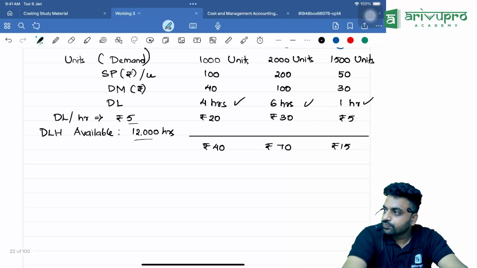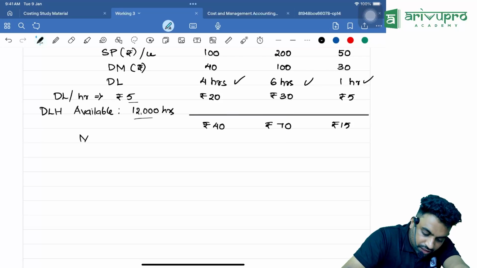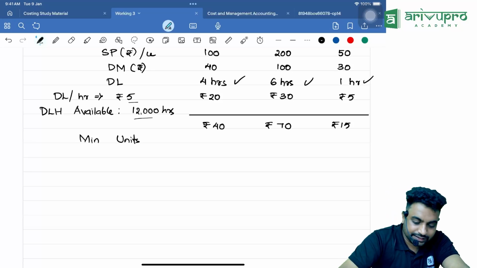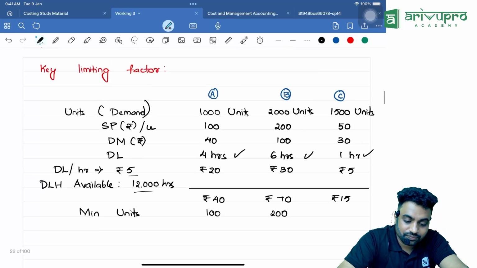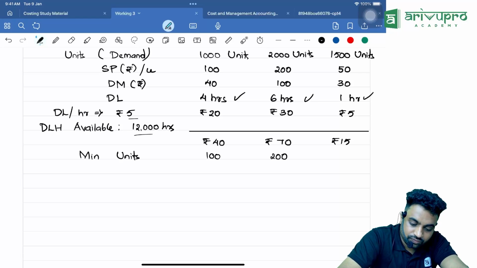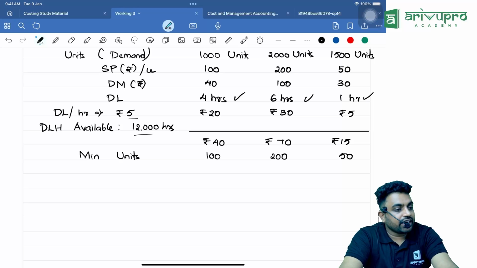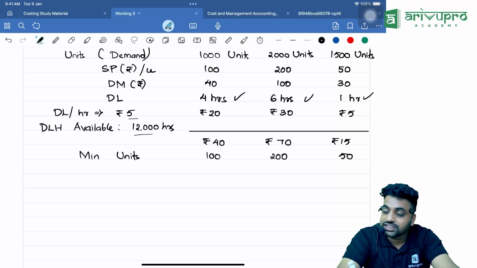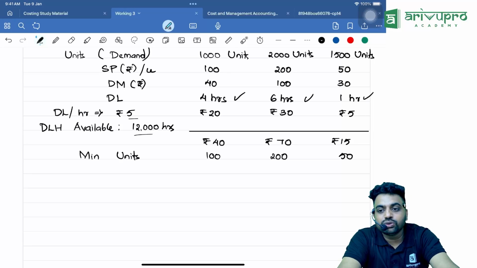Now listen. One small line I want to add. Minimum units: 100, 200, 50. That is, minimum 100 units of A should be there, whatever the plan it is. Minimum 200 units of B should be there, whatever the plan it is. Minimum 50 units of C should be there, whatever the plan it is. In that scenario, what you should do, sir?